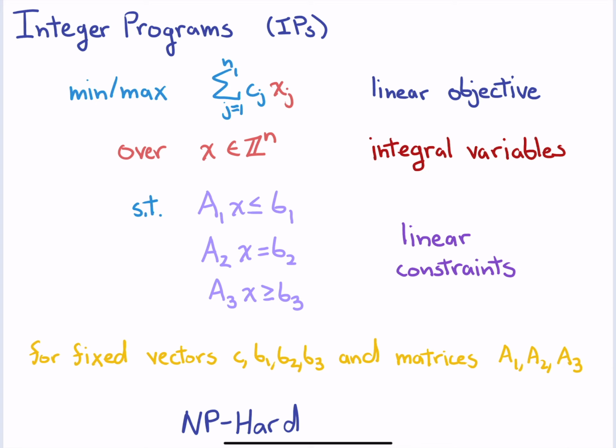As we'll see, they can be used to model a lot of things we do, and so they're going to quickly be shown to be NP hard.